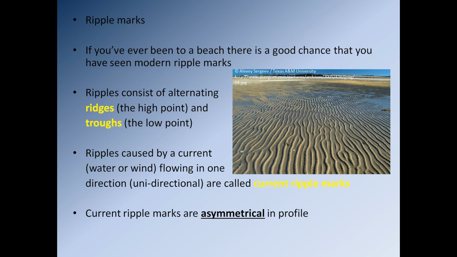So next we have ripple marks. If you've ever been to a beach, you probably have seen ripple marks. In fact, you've probably walked over ripples. Ripples consist of alternating ridges, which are the high points, and troughs, which are the low points. And ripples are caused by a current, so that's wind or water, where there's only one direction of flow, that's called unidirectional flow, produce a distinctive type of ripple, which is called a current ripple. And these current ripples are asymmetrical when we look at them, and you'll see that in greater detail in a couple of slides' time.